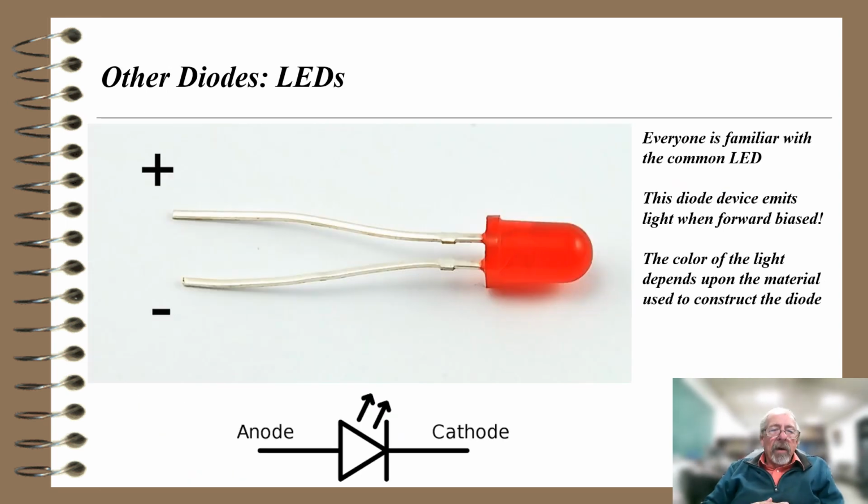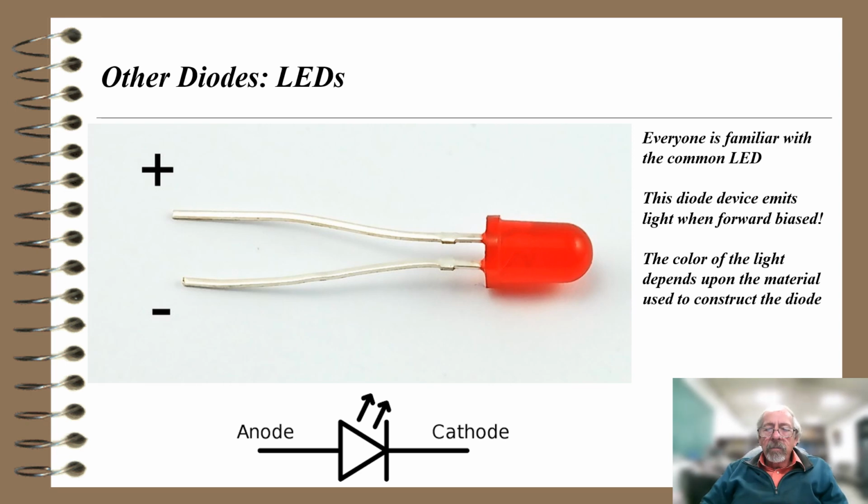So let's take a look at some other diodes. This diagram shows a typical LED. You notice that one lead of the LED is longer than the other. We apply plus to the longer lead, minus to the other lead, and what happens is the LED will light. So everyone's familiar with a common LED. This diode device emits light when forward biased. If I reverse bias, nothing happens.